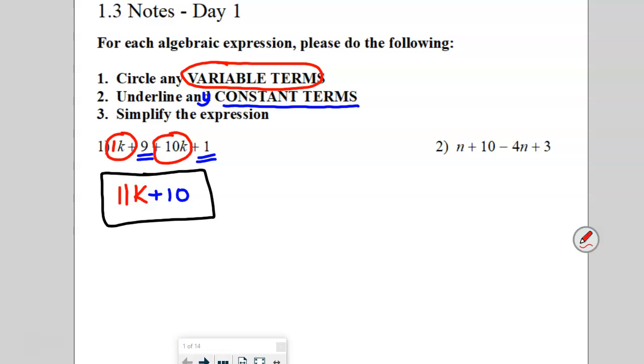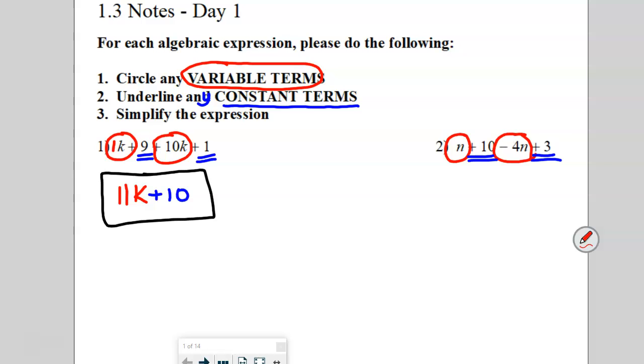All right, same idea here. We're going to be circling the variable terms. So here we have a 1n, and here we have a negative 4n. And we're going to underline the constant terms. So we have a plus 10 here, and I think that's a minus 3, but my pen got a, oh, no, see, good thing I checked. That's a plus 3. So now we're going to collect those like terms.